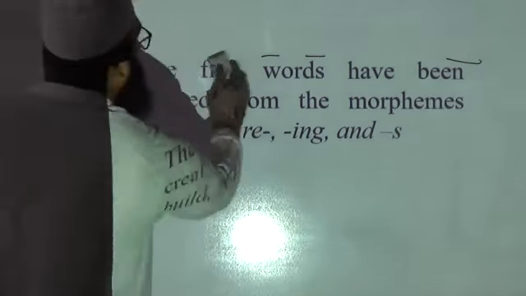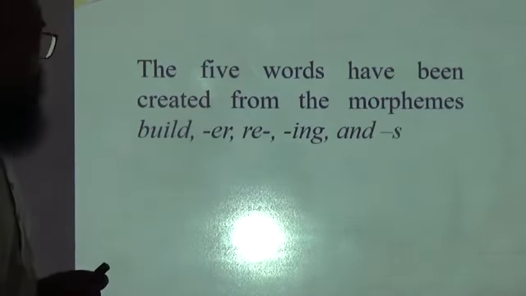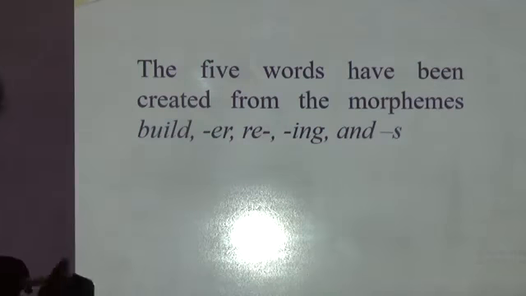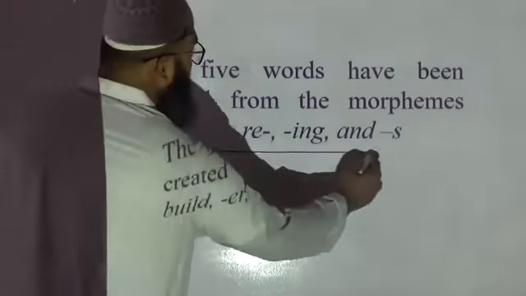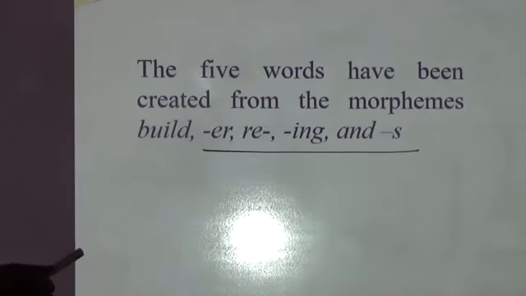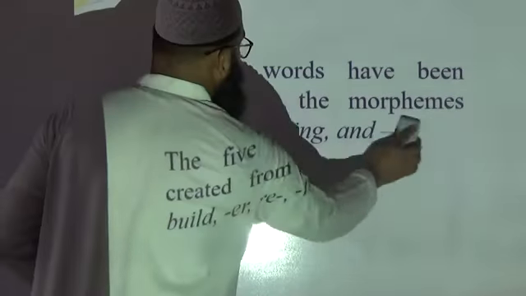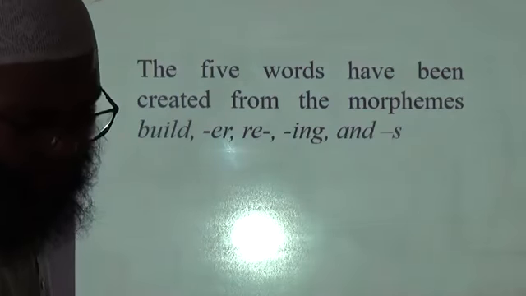The five words have been created from the morphemes. That means the bigger words have been made using these morphemes. That means we have been able to make more words using four morphemes. Word bases and affixes. Word bases, that means the main word. And affixes, that means something increasing, something enlarging, baran.